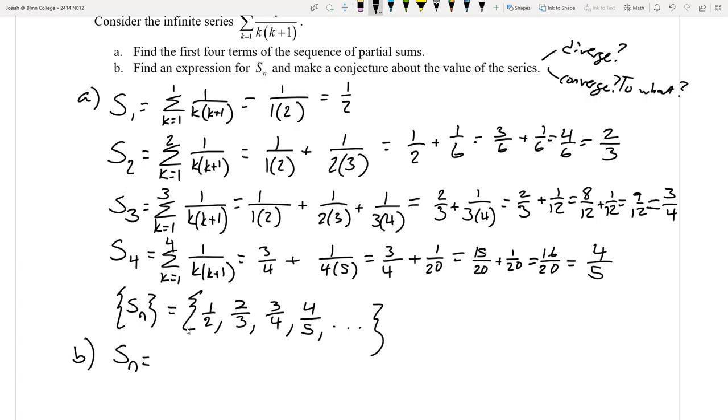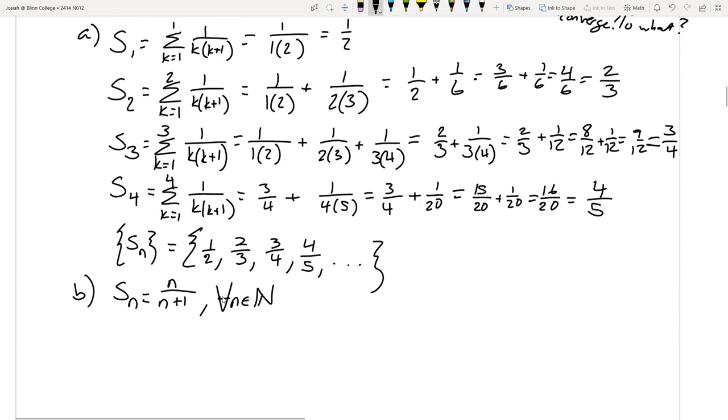We can see that there is definitely a pattern happening between the numerators and the denominators. The first term has a numerator of 1, second 2, third 3. So it looks like the numerators are just going to be n. The denominators look like, well, the first term is 2, second term is 3. It looks like it's just n plus 1. And this is going to be for all n as an element of the natural numbers. So we have our partial sums given as a general term here.